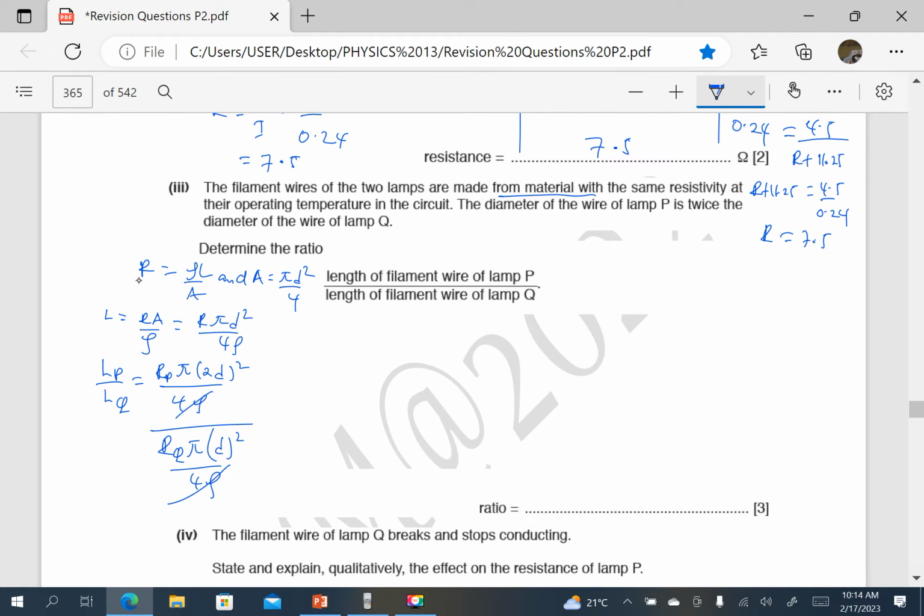So 4 rho cancels, and pi has cancelled, our ratio is now Rp times 4D squared divided by Rq times D squared, and D also cancels out. So this means we are now remaining with 4 times resistance of P divided by resistance of Q.